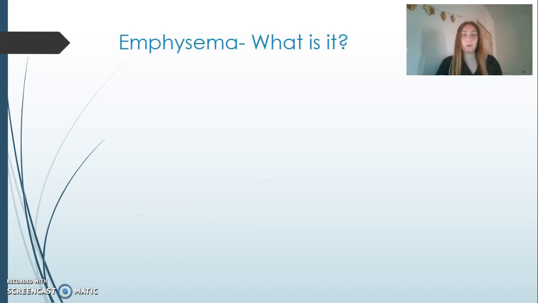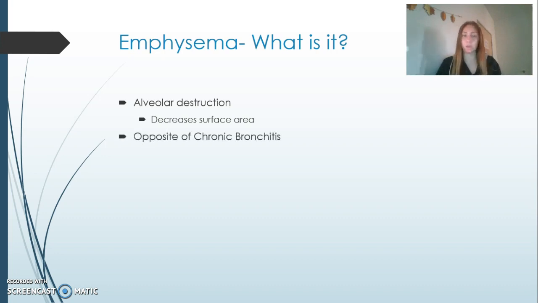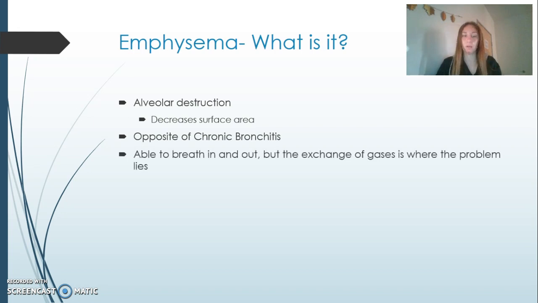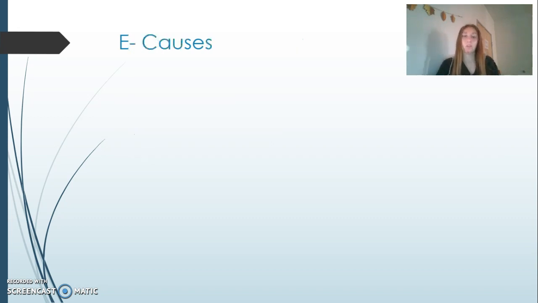Next, emphysema. What is it? It's alveolar destruction, because your alveoli have little grape-like sacs in your lungs, but the walls of them begin to deteriorate. So instead of having grape-like sacs, it's just more of singular bags, which decreases your surface area for gas exchange. So you are getting less gas exchange in your blood, which can lead to increased CO2 in your body, and that can lead to respiratory acidosis, the opposite of chronic bronchitis. This person is able to breathe in and out, but the gas exchange is where the problem lies due to the decreased surface area of the alveoli.